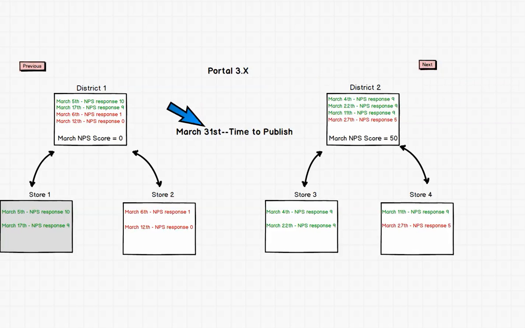When it comes time to publish, they use the survey responses that they have. They don't necessarily look to see what stores are inside them at the time. Instead, they just look to see which survey responses they have, and they publish a score based on that. So here, the March NPS score for District 1 is 0, and for District 2 it's 50, same as before.